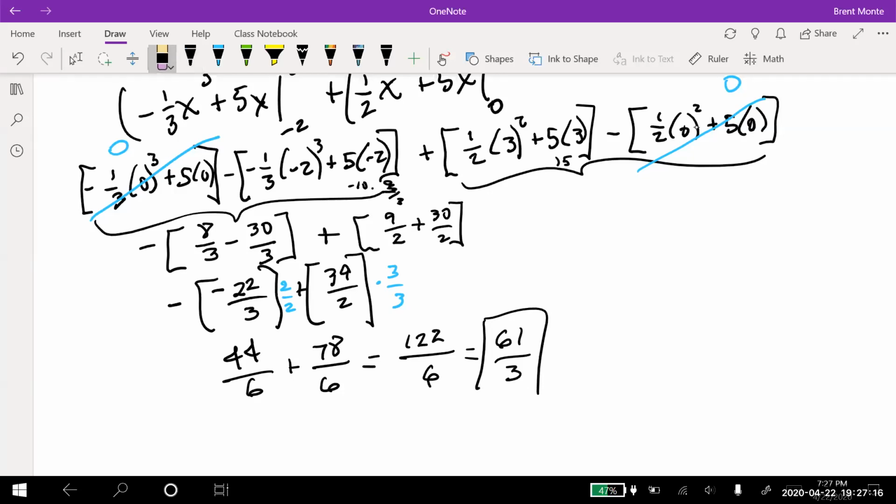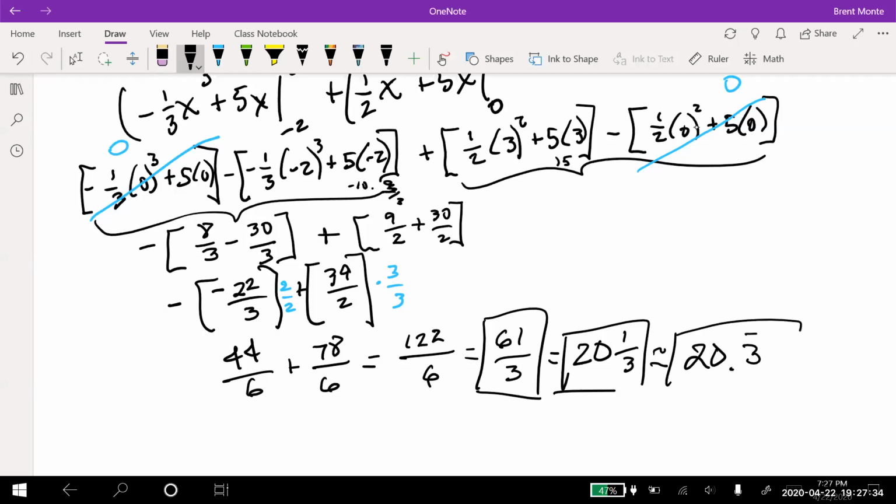Let's erase that bottom line, I didn't like it. Or if you wanted to change it to a mixed number, 3 goes in there 20 times with 1 left over. Or if you wanted to approximate it, so had you just plugged it into your calculator, you would have got 20.3 repeating. We'll just go to one decimal place, and we get 20.3, approximately.